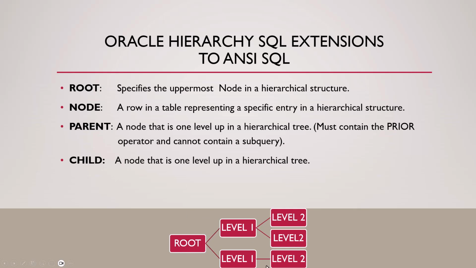Then, of course, each one of these is a node. And the parent node is when you have child nodes following. So both of these level 1 nodes at the bottom here, as you can see, are parent nodes. And the level 2 nodes are all child nodes. So that's kind of the layout here.